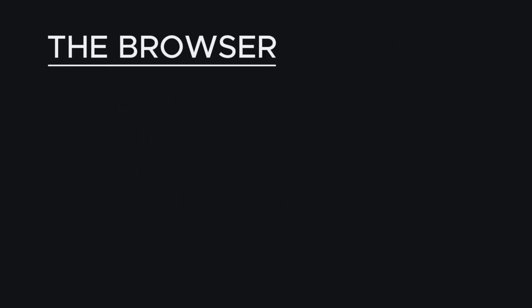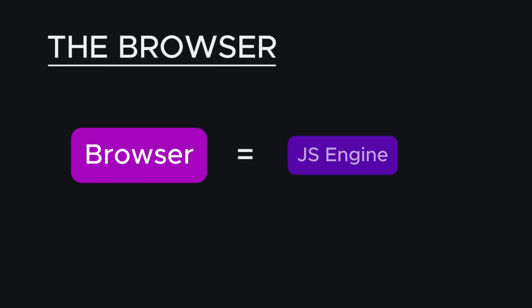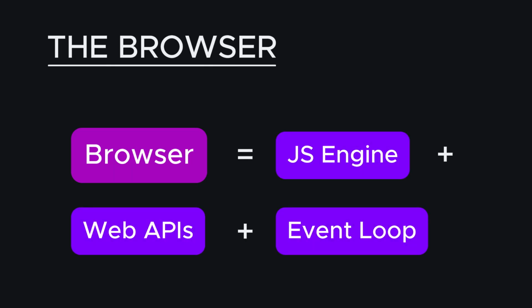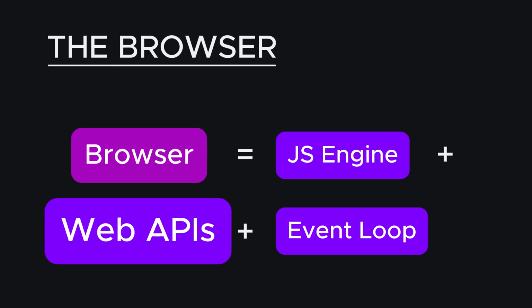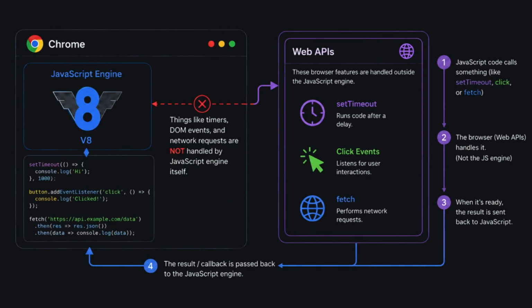Most beginners think JavaScript runs alone. It doesn't. It runs inside the browser environment. The JavaScript engine is just one part. The browser gives it extra powers. These extra powers are called web APIs. Things like timers, DOM events, and network requests are not handled by the JavaScript engine itself. They are handled by the browser, then passed back to JavaScript when ready.